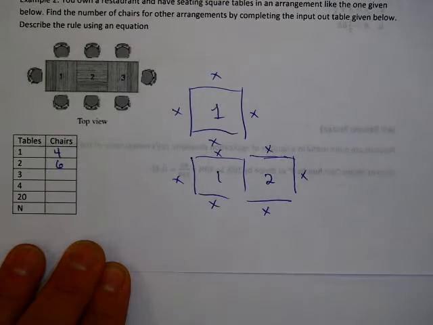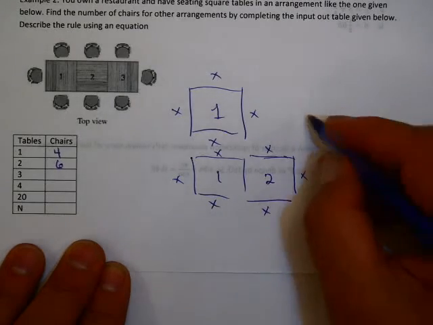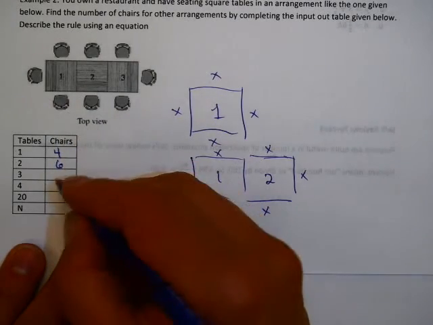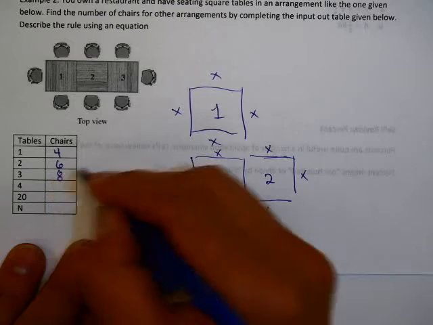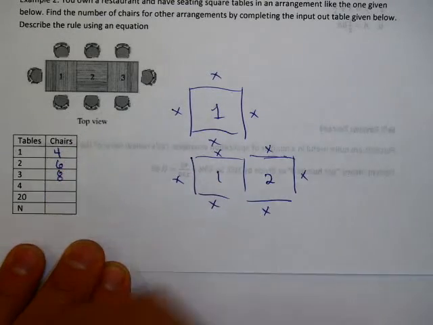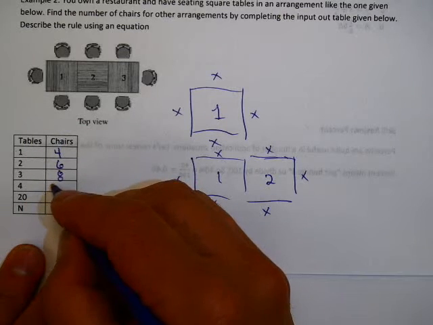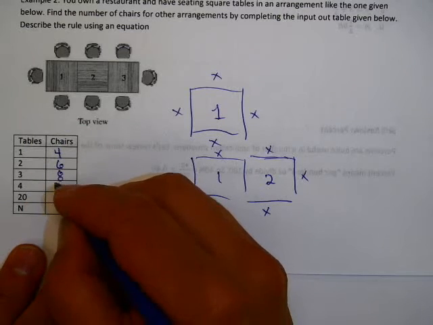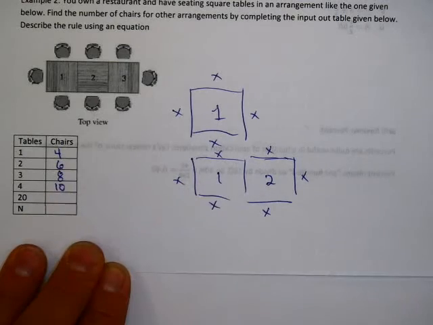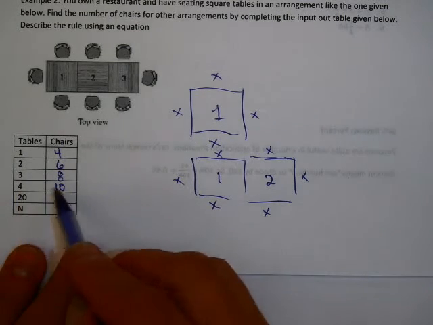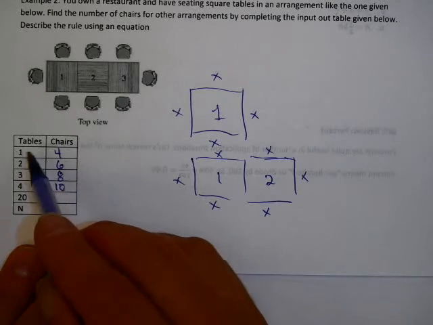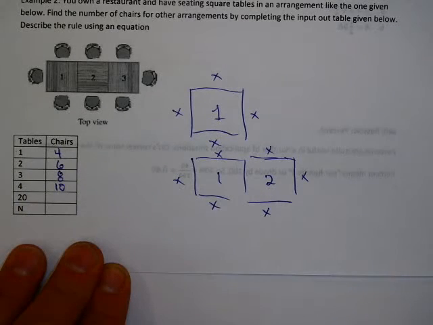3 tables, well, what would happen with 3 tables? Well, if I have 3 tables, you'll notice I have 8. Do you see a pattern here? Hopefully you see that every time I add a table, I add 2 more. So 4 tables, I would have 10. How about 20 tables? Can we think of a relationship between these numbers here?